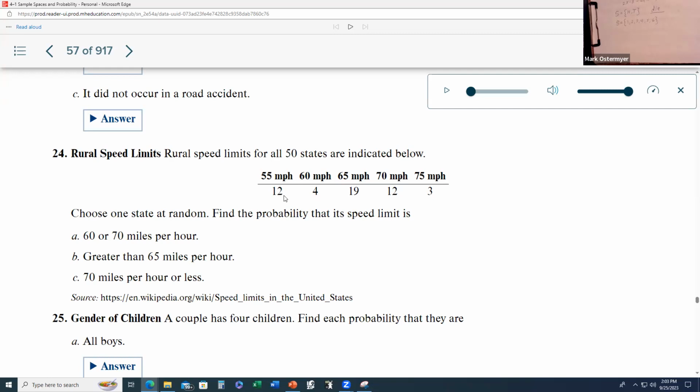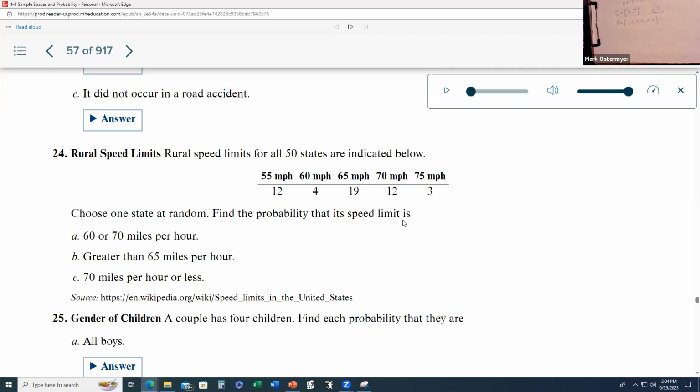12 of our 50 states have a rural speed limit of 55 miles per hour. 4 states have a rural speed limit of 60 miles per hour. 3 states have a rural speed limit of 75 miles per hour, et cetera. So these numbers represent the number of states that fall into each of these categories here.